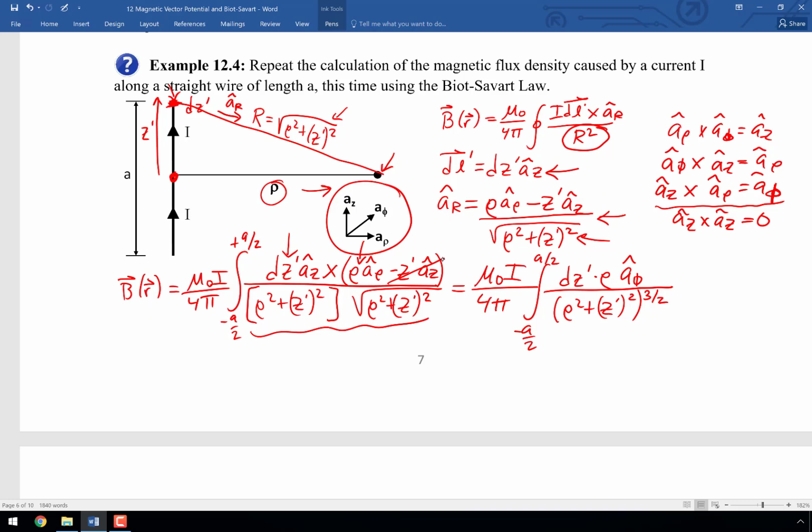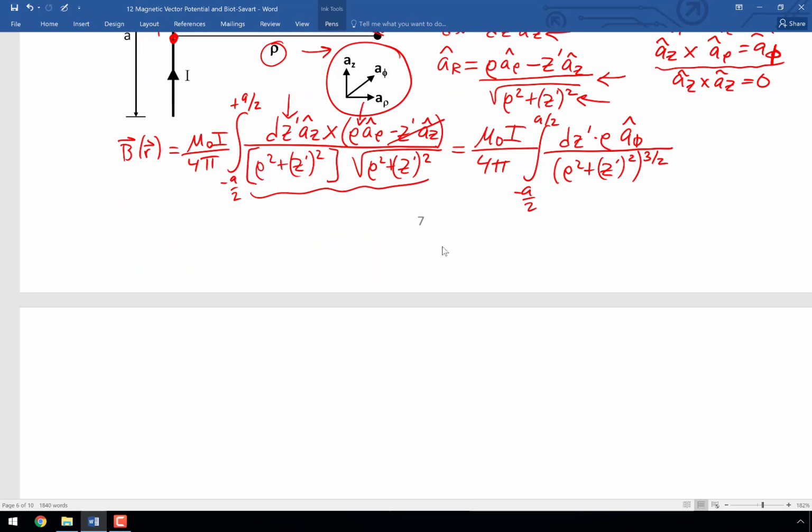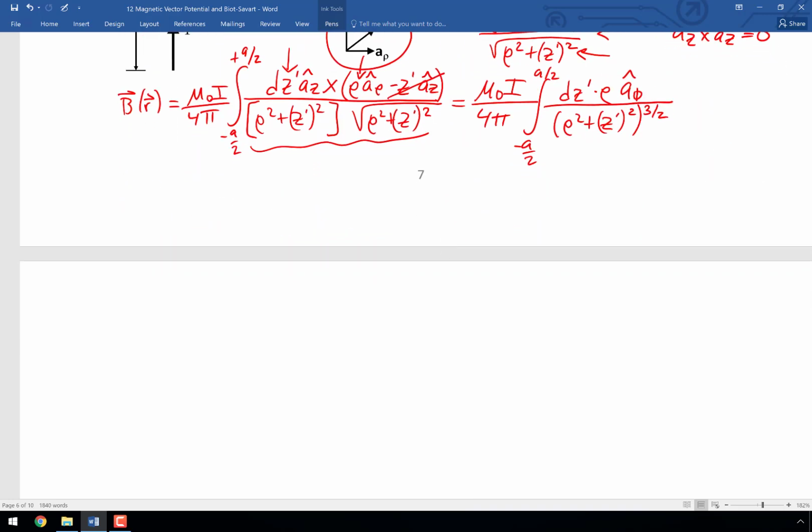We can pull this a sub phi hat out in front, and let me just also give you a quick reference here to an integral on the useful integral table. This is dz divided by, and we've actually already used this one, r squared plus z squared to the 3/2 power, is equal to, not 1, it's equal to z divided by r squared times the square root of r squared plus z squared. So that's the integral that we're going to need to be solving.